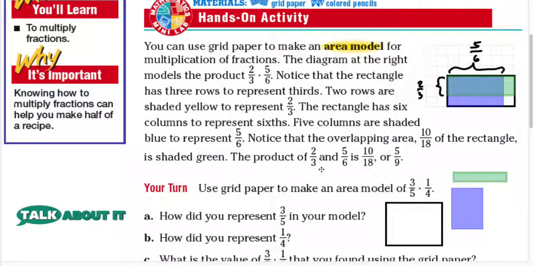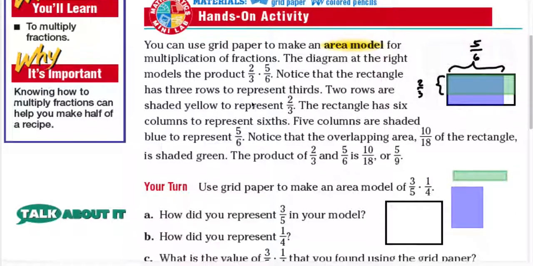So the product of 2/3 and 5/6 is 10/18, and we put that in simplest form. That would be 5/9. And that's how we use models to multiply fractions. Now it's your turn.